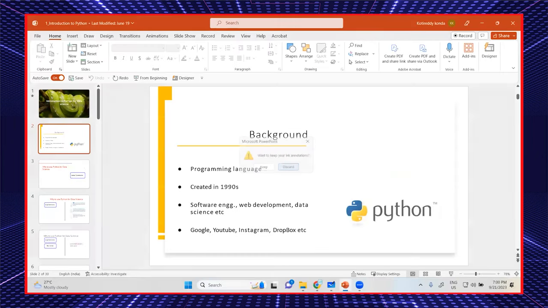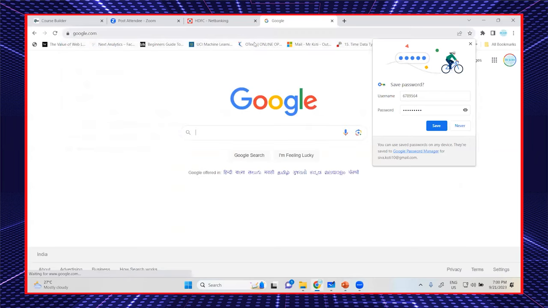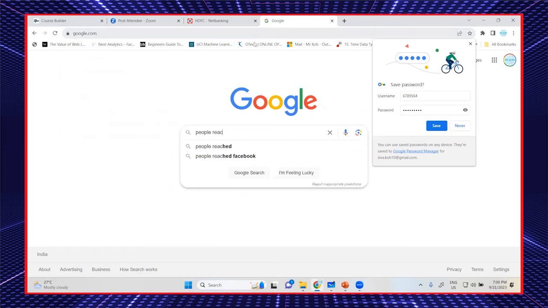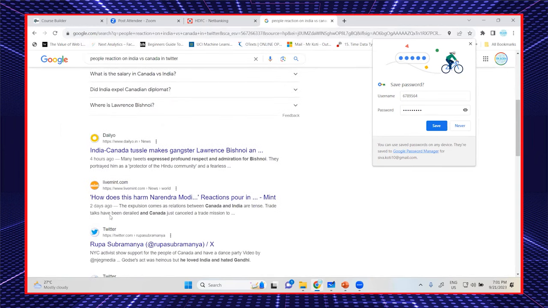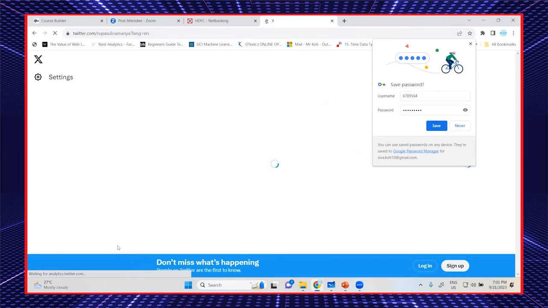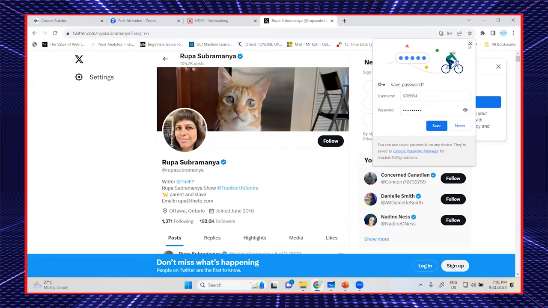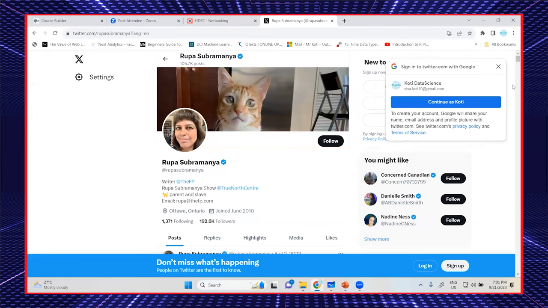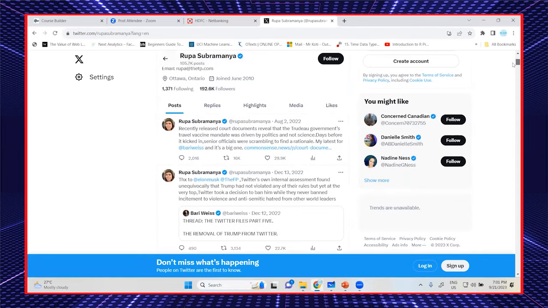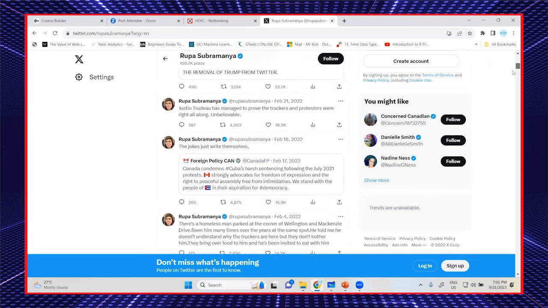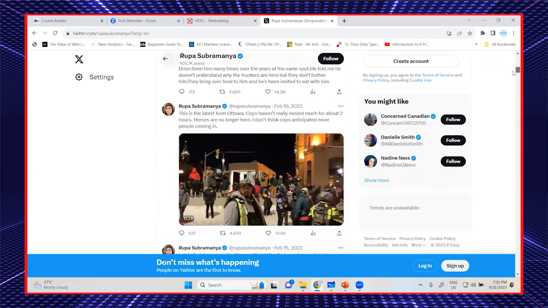One second. Let me explain to you. People's reaction on India versus Canada, just on Twitter. Where is the Twitter? See here. I'm not talking about anyone here. Recently released court documents reveal some story, right? So some stories, right?